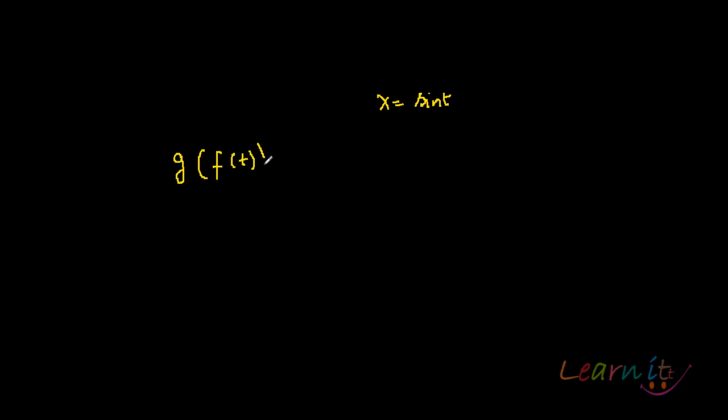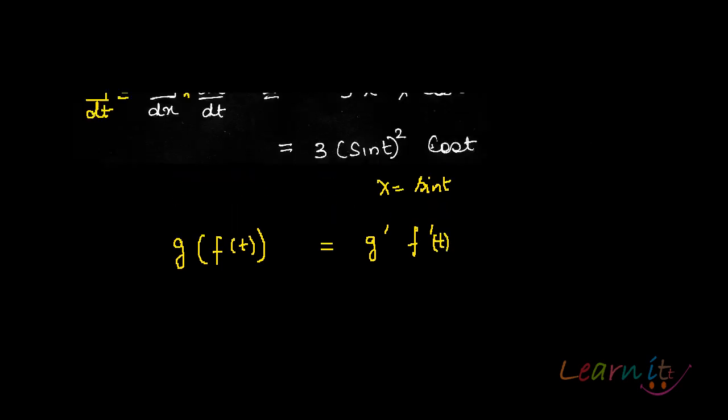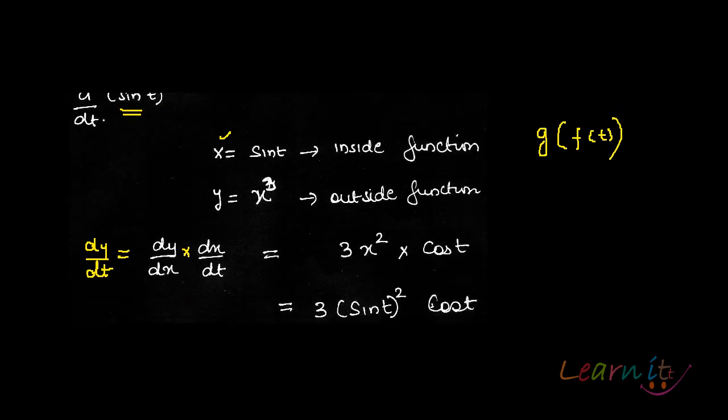So essentially what we are doing is that in case you have g of f of t, you are taking the derivative of g, continuing with the derivative of f as well. So that's what is happening. You are taking the derivative of g, continuing with the derivative of f as well.